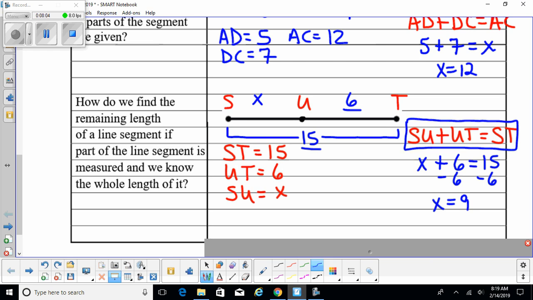Let's go to the back of the page. If you need to jot any of this down, please do so. Please pause the video and then go to the back of the page.